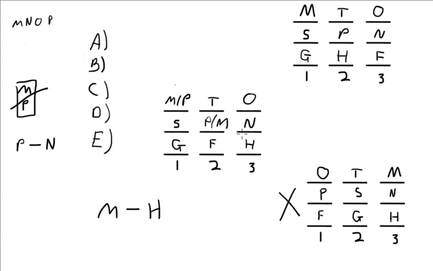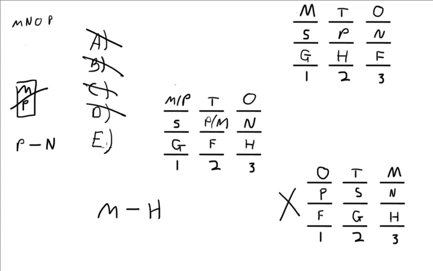Well, A says F is in position 1. Well, that cannot be the case. That would be our bottom world here, and we've already established that that cannot be true. B says that G is in position 2. Well, once again, that can't be the case. That would be our bottom world here, and that just cannot happen in this scenario. C says that N is in position 2. Well, we just established that N has to be in position 3, so C must also be incorrect. D says that O is in position 1. Well, O also has to be in position 3, so D must be incorrect.